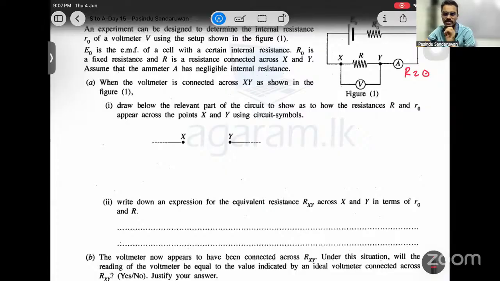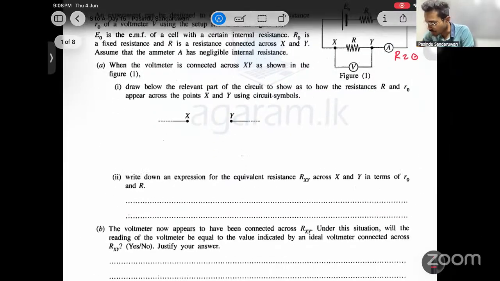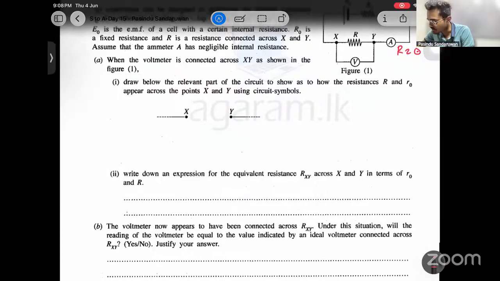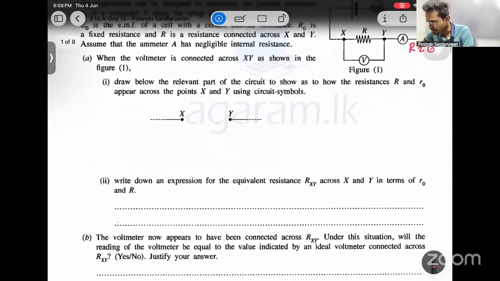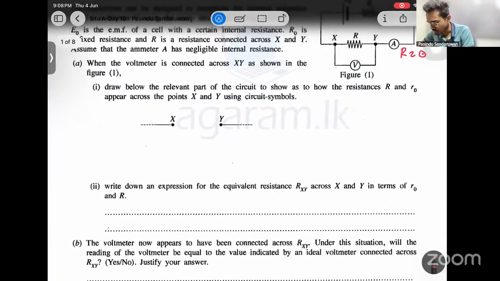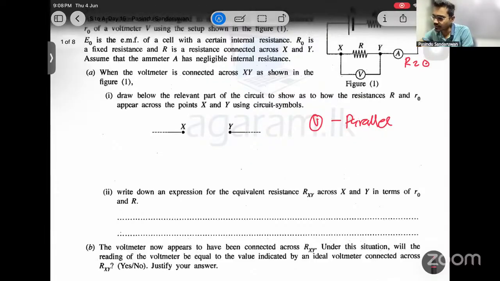A voltmeter is connected. Voltmeters are connected parallel to the circuit. Voltmeters are connected in parallel combination. Now between X and Y, this given R is already here. And the voltmeter is connected parallelly.